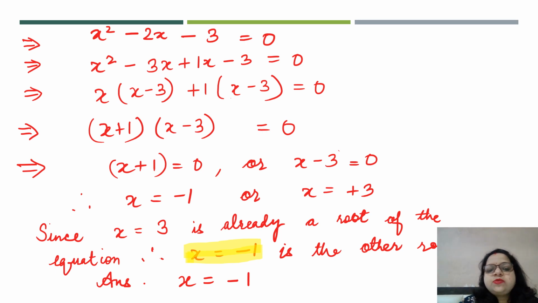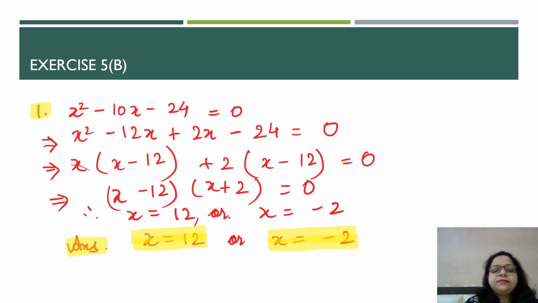x plus 1 is equal to 0 or x minus 3 is equal to 0. x equal to minus 1 or x equal to plus 3. From this we get the answer that x is either equal to minus 1 or x is equal to 3. But we have already seen that x equal to 3 is already a root of the equation. Therefore, x equal to minus 1 is the other root. That therefore, the answer is x is equal to minus 1. Now let us come to the next question, children.